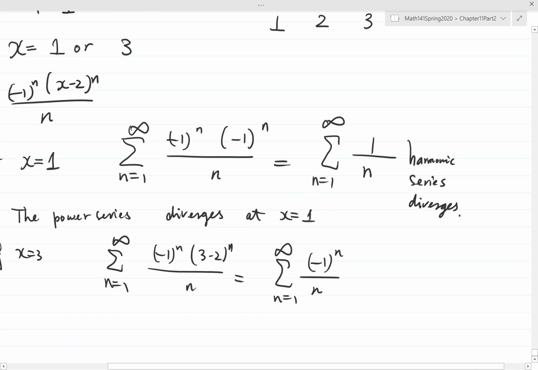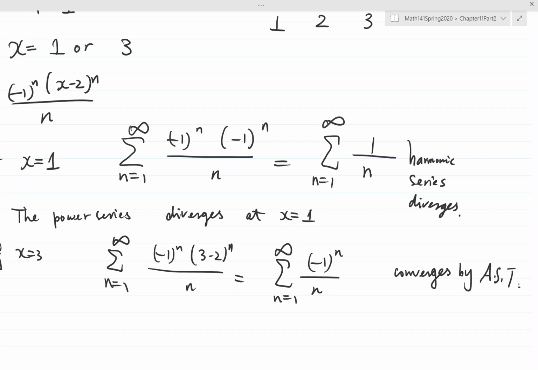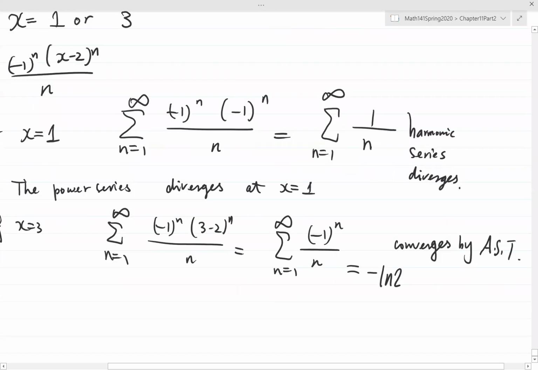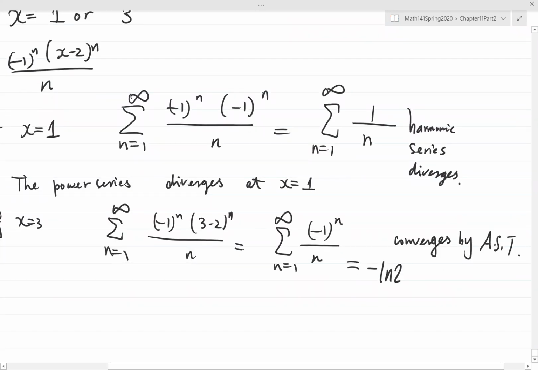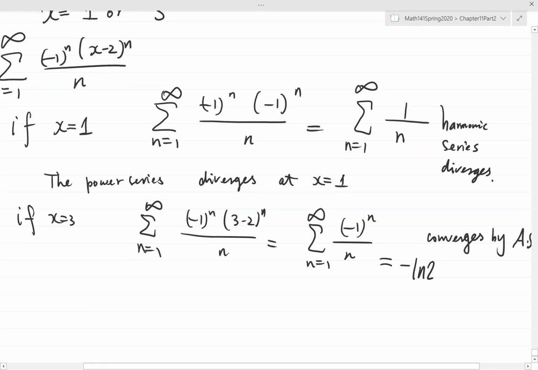This converges by the alternating series test. Remember, 1 over n is decreasing and the limit is 0. Actually, we know what value it converges to. This is negative log 2. It converges to negative log 2.